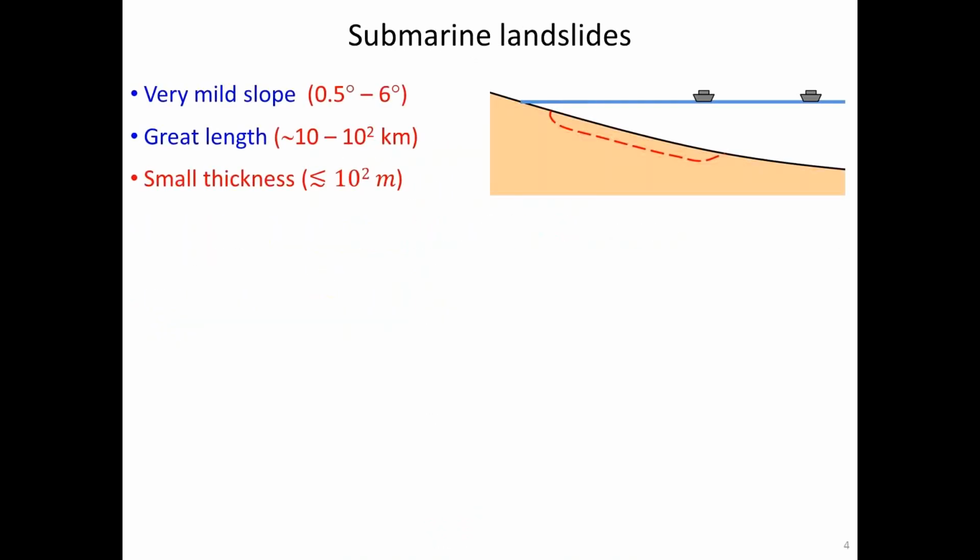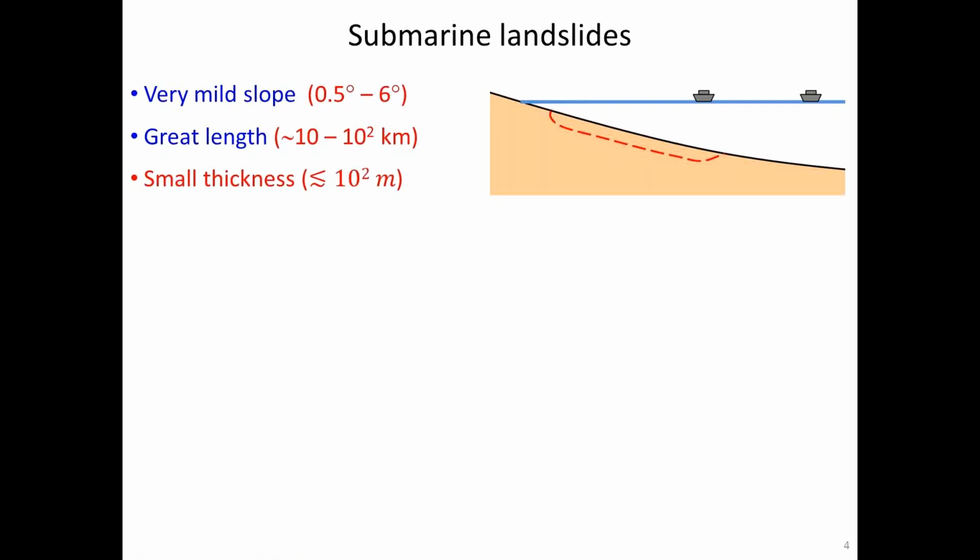Okay, so a submarine landslide is typically a pretty large landslide, much larger than an on-land landslide. I don't want to give you the exact number, but typically you can consider that one submarine landslide could be as big as about 100 kilometers. Most on-land, subaerial landslides are up to a few kilometers, so you can consider it about 100 times larger. It typically happens on a pretty mild slope, about 0.5 degrees to 6 degrees. And compared to the length, there's a relatively small thickness, up to probably 100 meters.